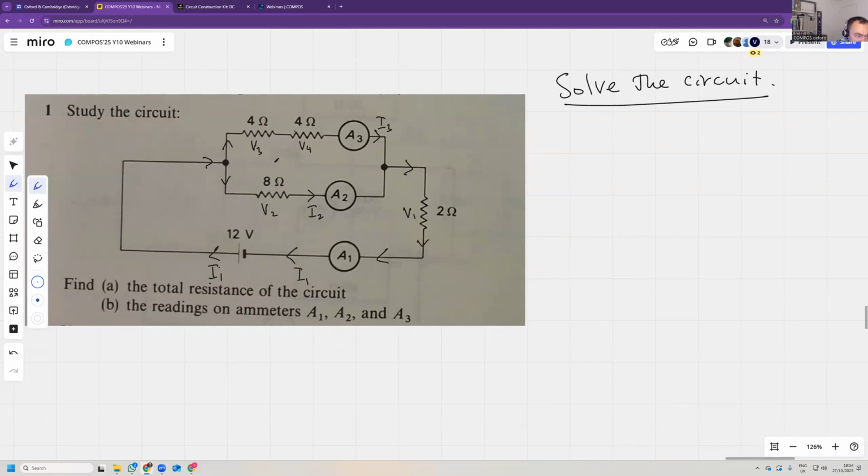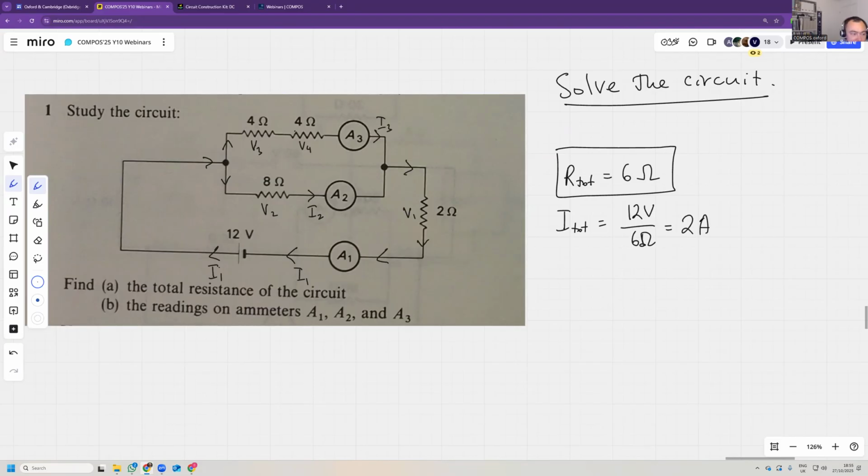8 and 8 in parallel, that's a total of 4. 4 and 6, 4 and 2, that's 6. So the total resistance is 6 ohms. So the total current is the voltage, 12 volts, divided by 6 ohms. That's 2 amps. So I1 is 2 amps. The current through the battery is 2 amps.